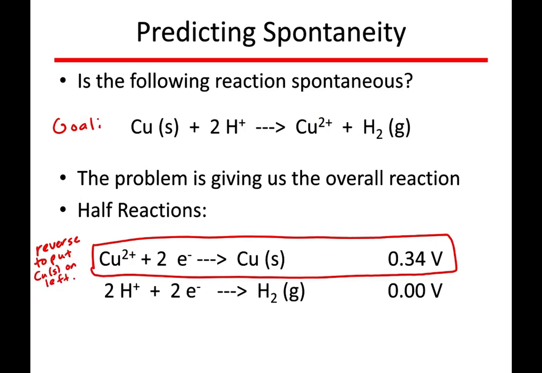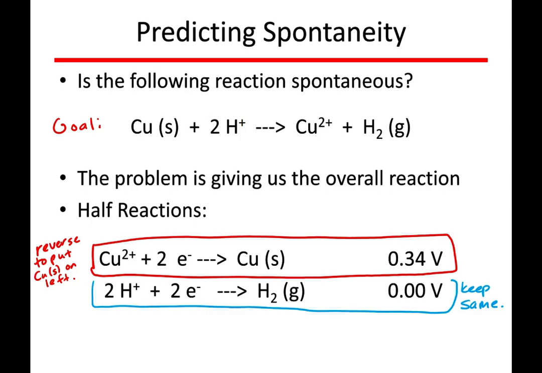We can go back up to the goal reaction and recognize that we should have 2H+ on the left-hand side. And when we look at the reduction half reactions that we were given, we see that we have 2H+ on the left-hand side. So this is exactly what we want. We're going to keep this one the same so that we have 2H+ on the left.